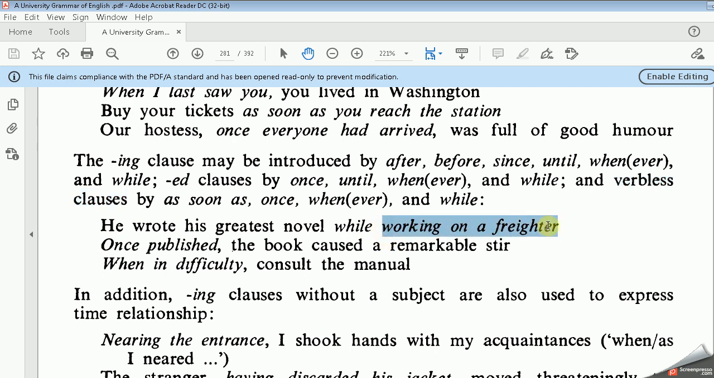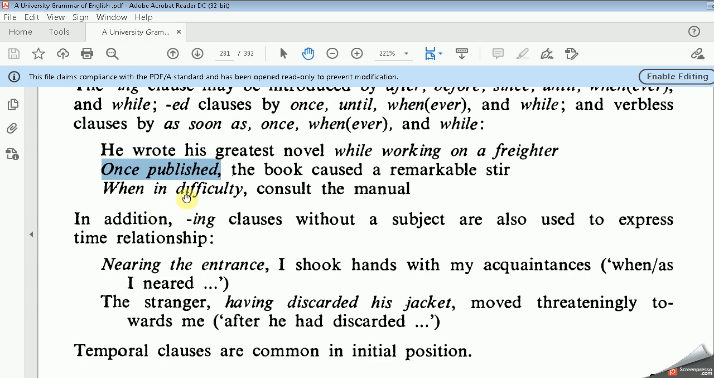This clause is an adverbial clause that is preceded by while. Once published, the book caused a remarkable stir. So once published, the book caused a remarkable stir. Published is here an adverbial clause. When in difficulty, this is a verbless clause.